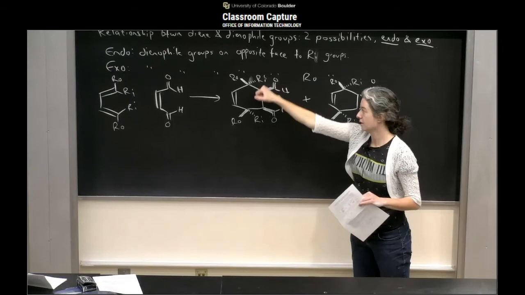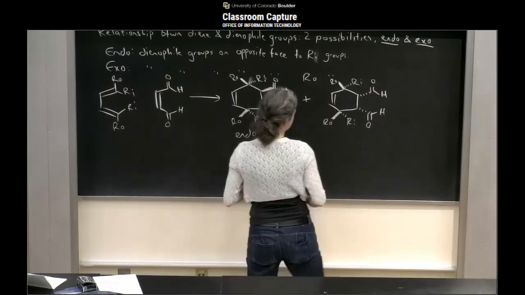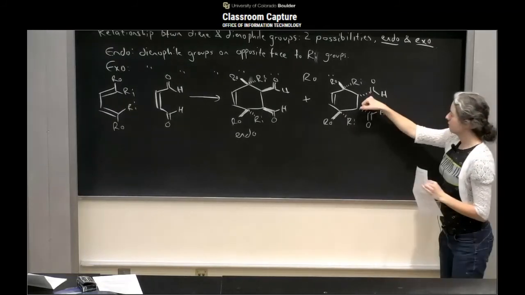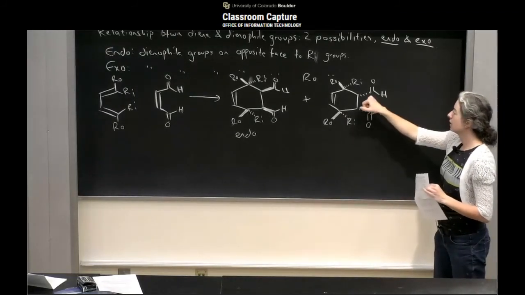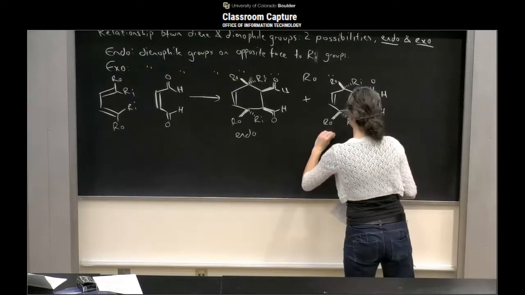Okay, so in terms of naming these, here the dienophile groups are on the opposite face to our inside. So this is the endo form. Here, the dienophile groups, this carbonyl, are on the opposite face to our outside. So this is exo.